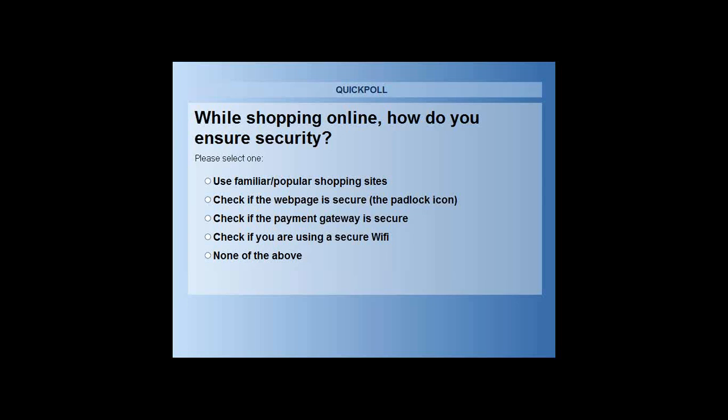Okay, we have close to 60% of today's audience who cast their vote. I would like to repeat this question once again in case today's audience hasn't understood it. When you are shopping online, how do you ensure security? Your answers are: do you use a popular shopping site to complete your shopping? Do you check if the web page is secure, which basically means that there is a padlock icon on the page before the URL begins? Do you check if the payment gateway is secure, or do you check if you're using a secure Wi-Fi? None of the above is the other option. I would now close the opinion poll and share the results with you.